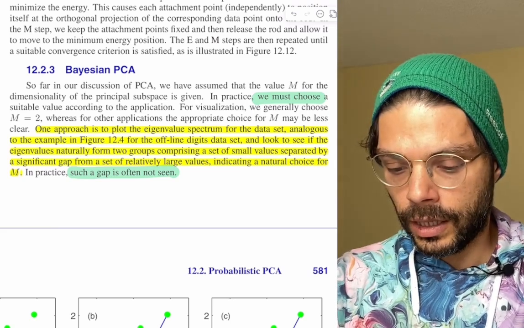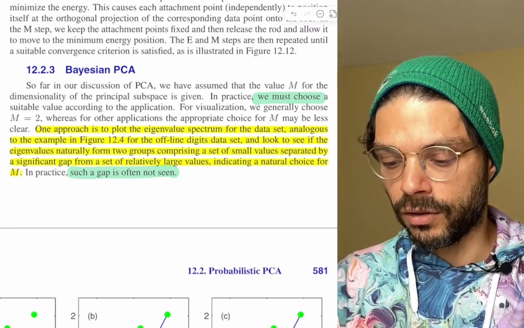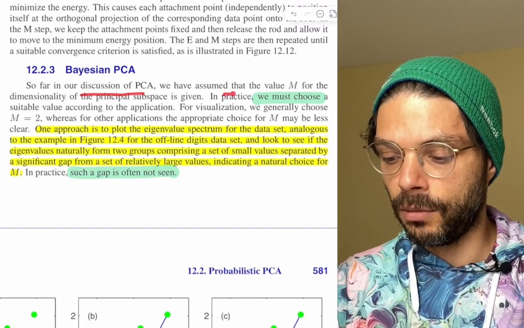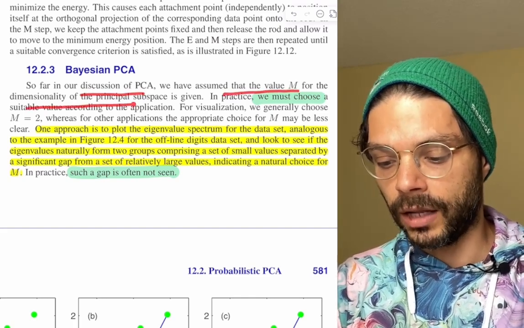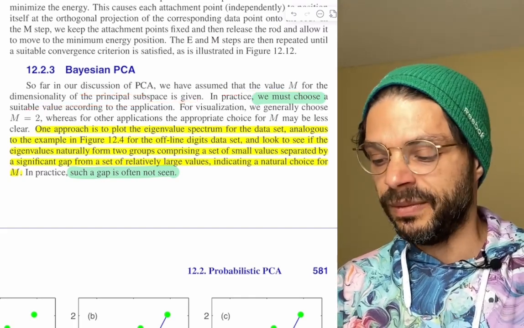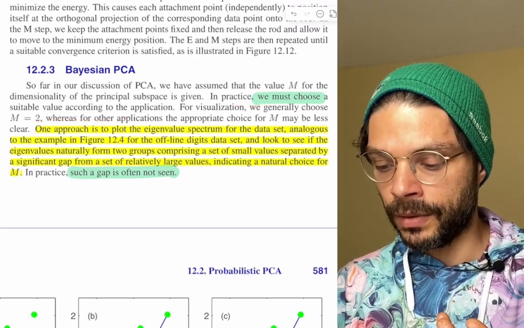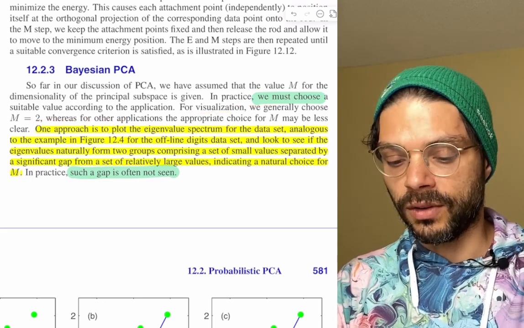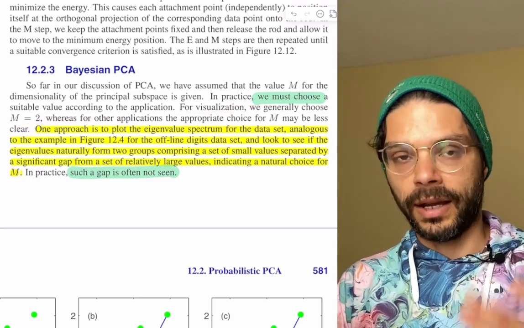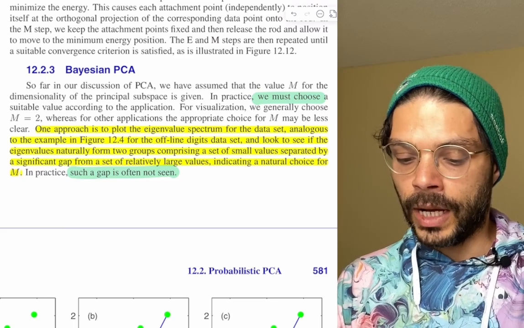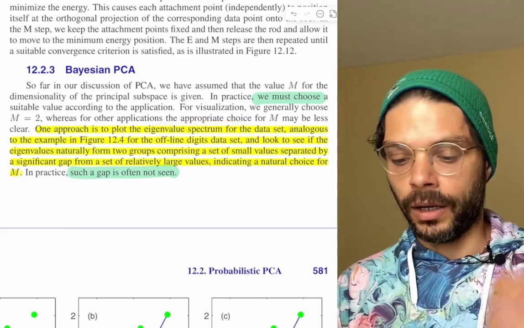Okay, so in our discussion of PCA so far, we have assumed that the value of m for the dimensionality of the principal subspace is given. In practice, we must choose a suitable value according to the application. For visualization, we generally choose m equal to 2 or 3, so you can actually plot the data and look at it. But for other applications, you might not know.